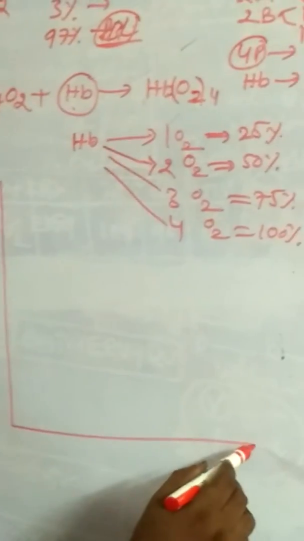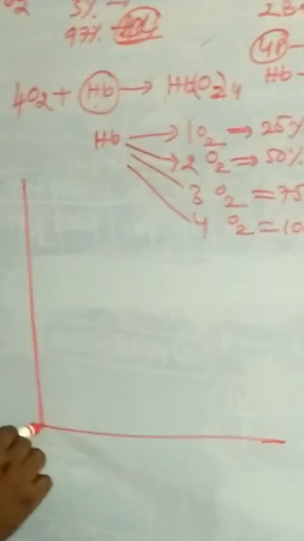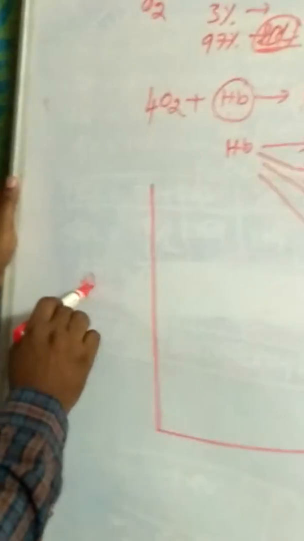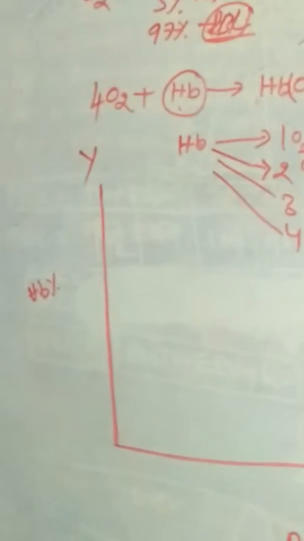This is the oxygen hemoglobin dissociation curve. What is the oxygen hemoglobin dissociation curve? The relation between partial pressure of O2 and hemoglobin saturation. Partial pressure of O2 is plotted on the x-axis. Percentage of hemoglobin saturation is plotted on the y-axis.